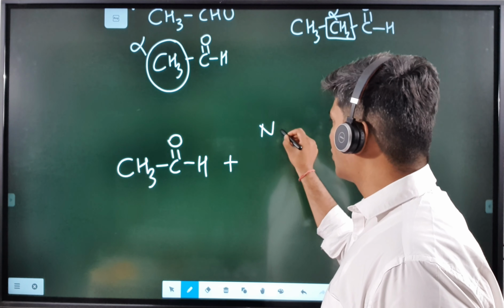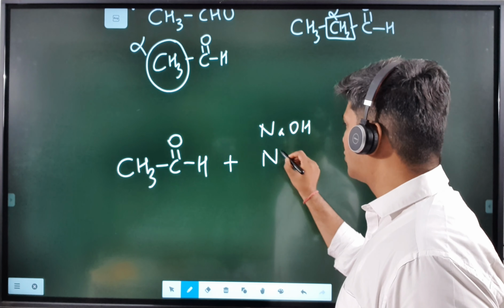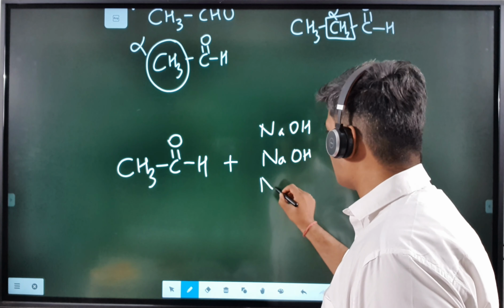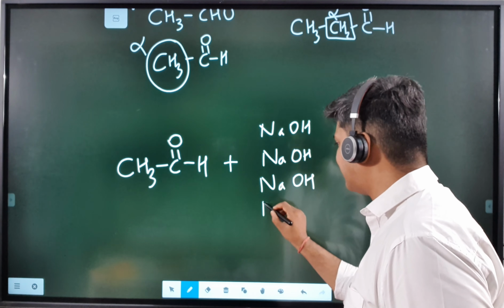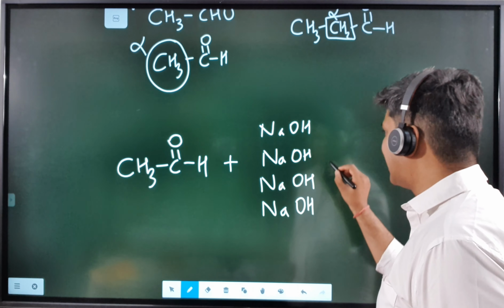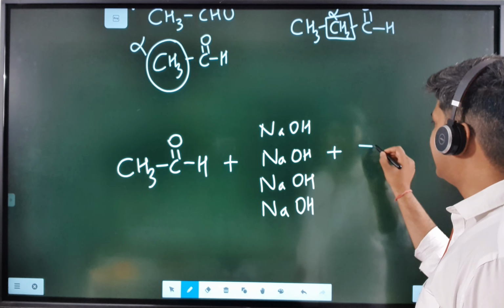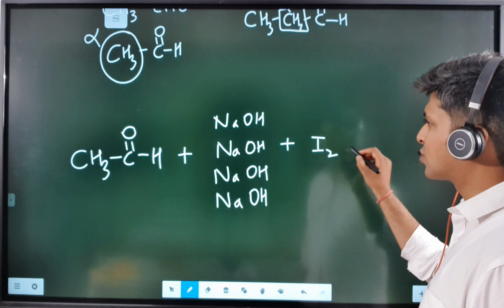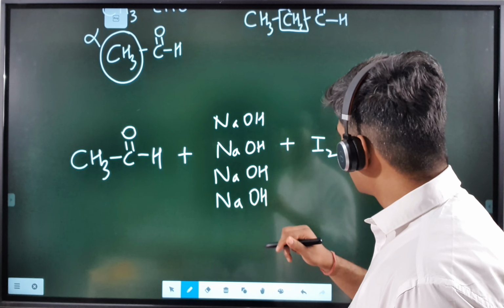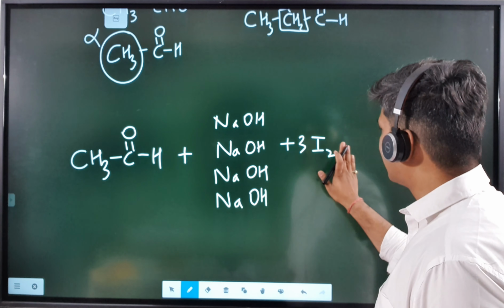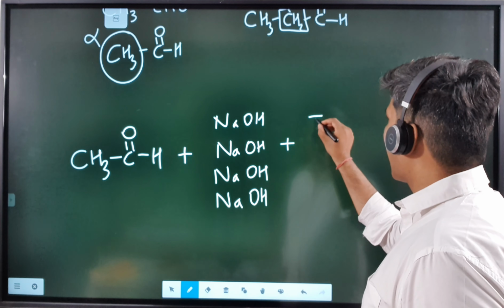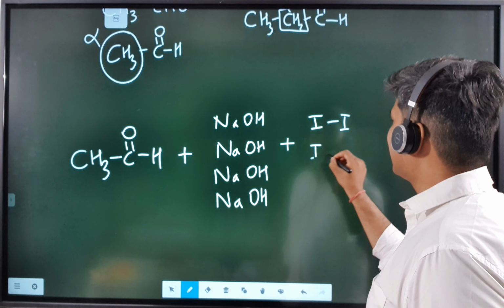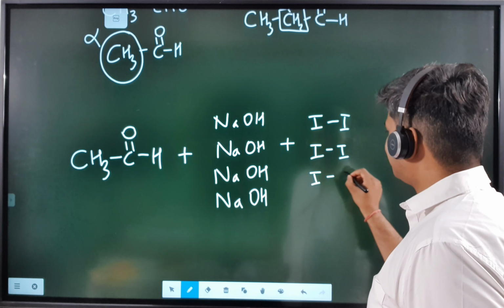So we're going to add NaOH. In this we are going to add a total of 4 NaOH groups. I could just write the number 4, but for you to understand, I am writing it in detail. So here we are having ethanol plus sodium hydroxide plus iodine. We'll require 3I2. If you want, I'll split this also and write it as 3 iodine in this format.